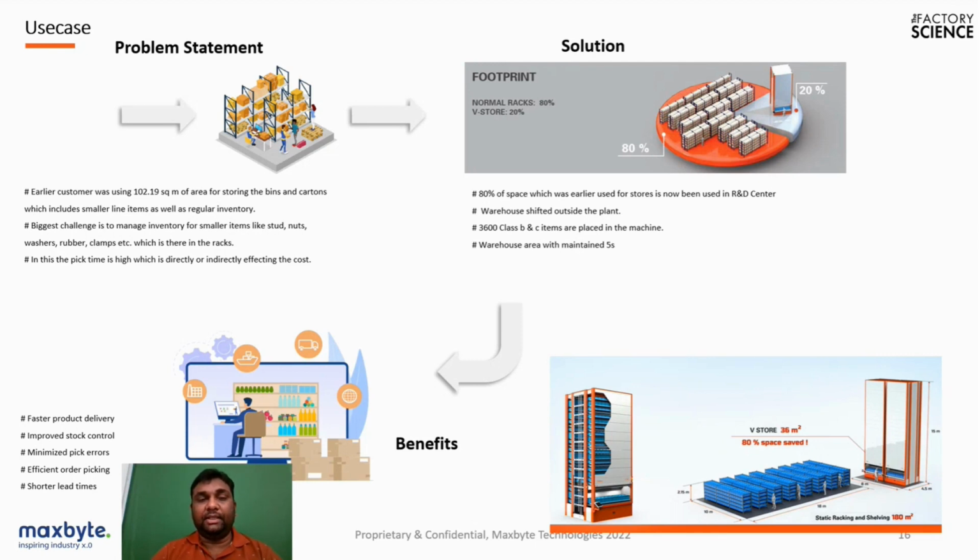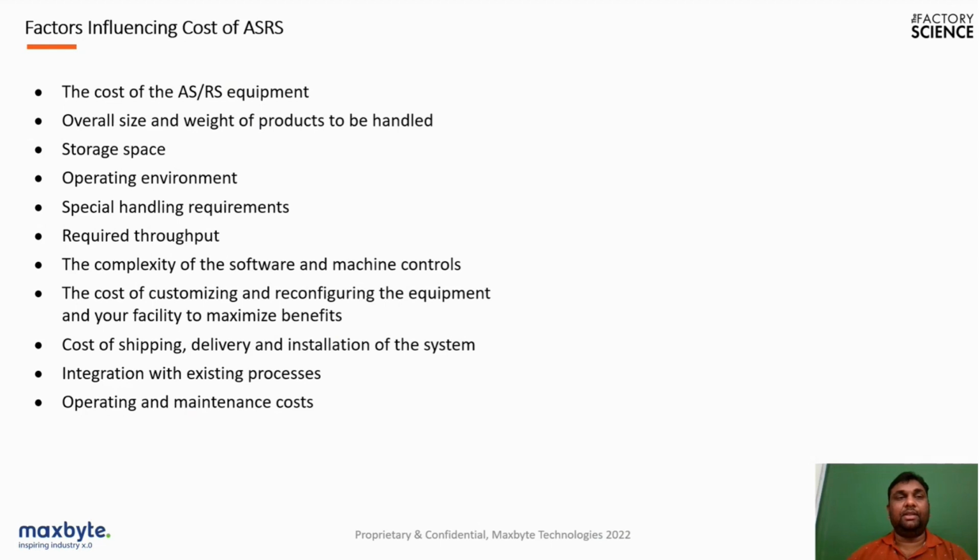So the major benefits that I realized: faster product delivery, improved stock control, minimized pick and place errors, efficient order picking, and shorter lead time. So these are some of the very critical benefits that have been realized from this automated storage and retrieval system.